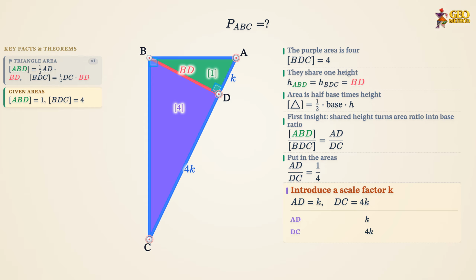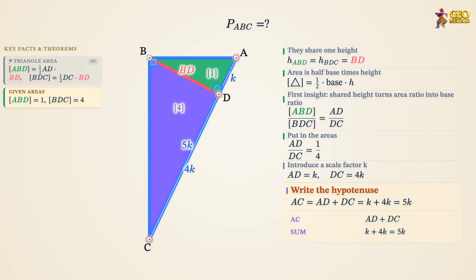To carry that ratio cleanly, let segment AD equal K and let segment DC equal 4K. Then the 1:4 split is built in automatically, and a single unknown K now controls every length. The hypotenuse segment AC is just the two pieces joined together, segment AD plus segment DC. That is K plus 4K, which gives segment AC equal to 5K. We will need this length in the area equation shortly.